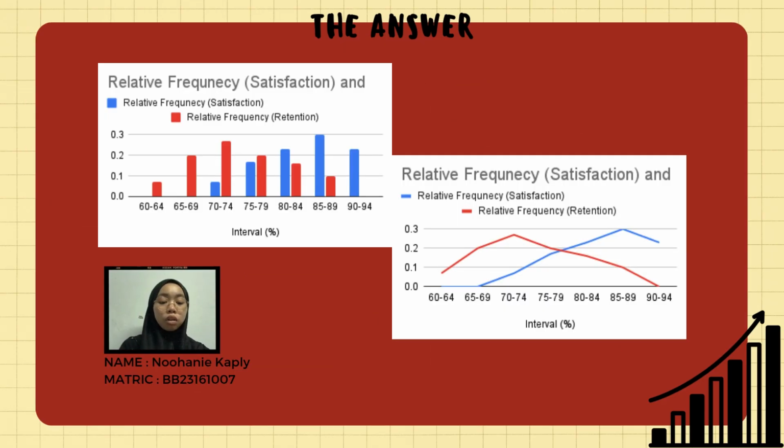Now let's take a look at the relative frequency for satisfaction and retention on the table chart based on 30 local businesses. As you can see on the relative frequency table chart, it's not really consistent. It's getting higher but also lower at the end.